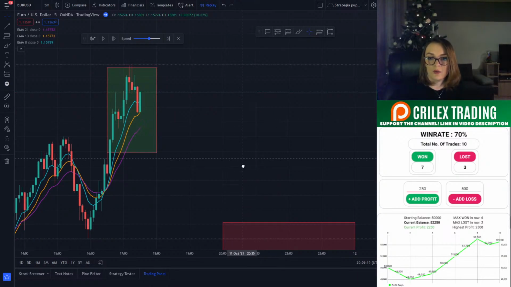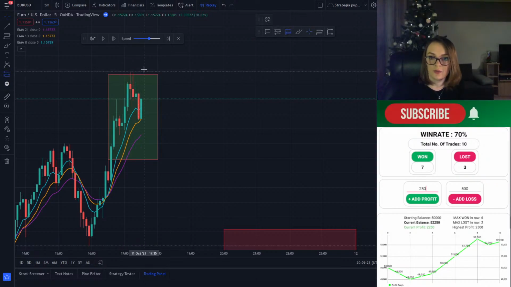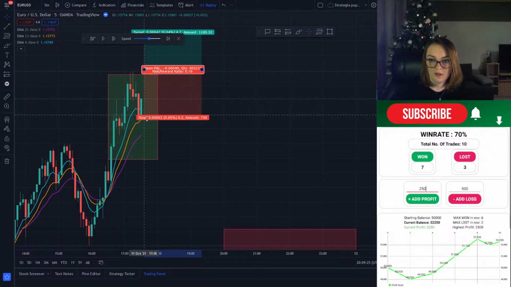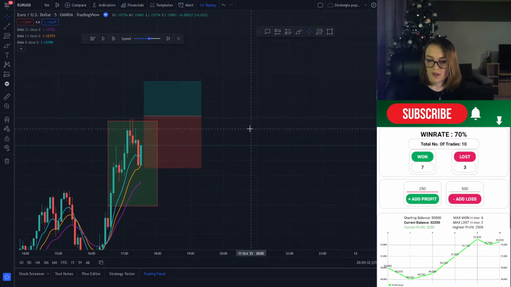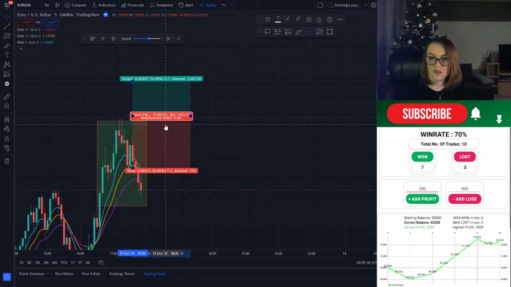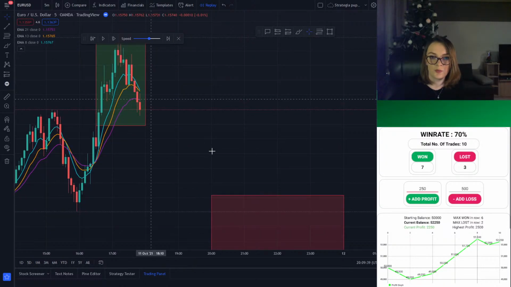Okay, so actually we have a retouch here, and let's see if we get triggered into this position. I will set my buy stop above this candle and the stop loss below the red candle that made the retouch. And let's see if we get triggered into this position. No, this trade was invalidated because this red candle closed below the 21 EMA.